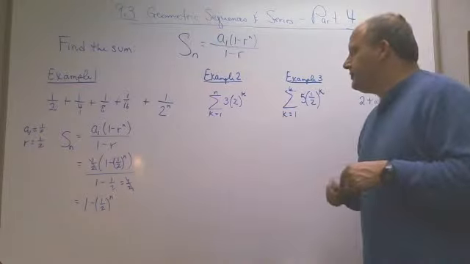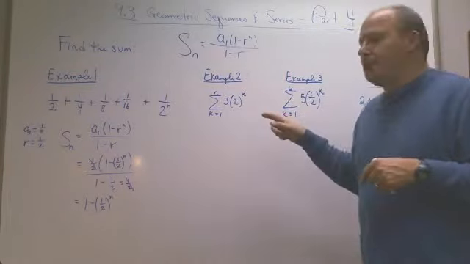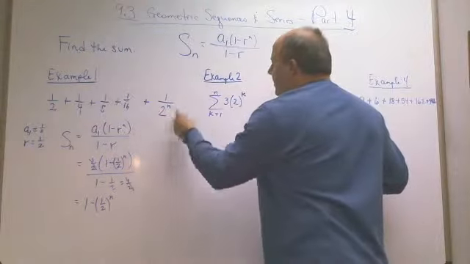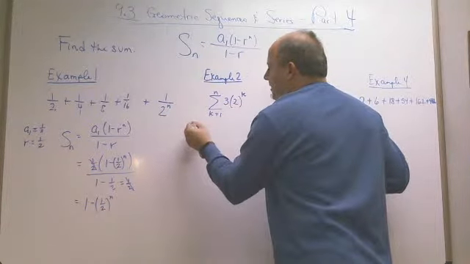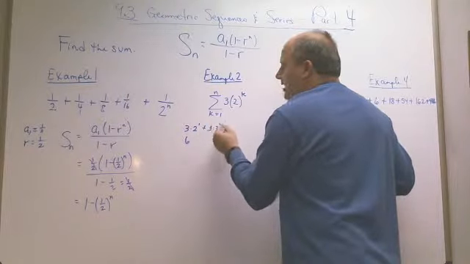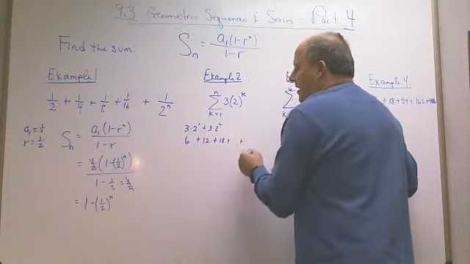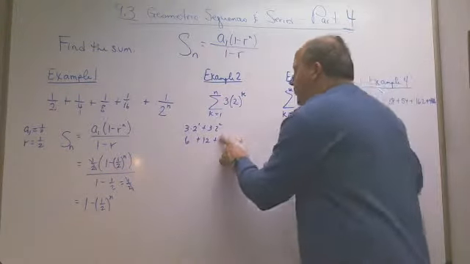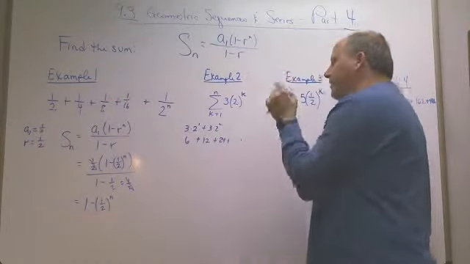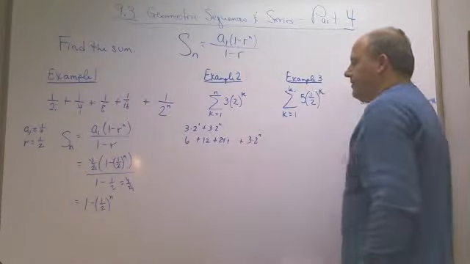Now, example 2 is the same thing, okay? But it's just written a different way. You plug in 1, you plug in 2, you plug in 3. So if you do it the way they had it initially, you plug in 1, you'll get 3 times 2 to the first, which is 6. And then 3 times 2 to the second, which is 12. And then plus 18, plus dot, dot, dot. And you keep going. No, it's not 18, it's actually 24, because 2 to the third is 8, and 8 times 3 is 24. And then you go all the way out to n to be 3 times 2 to the n.